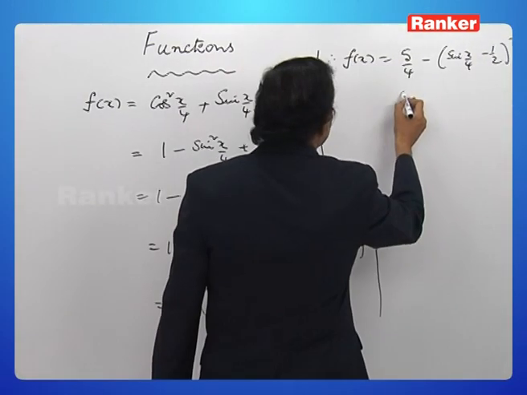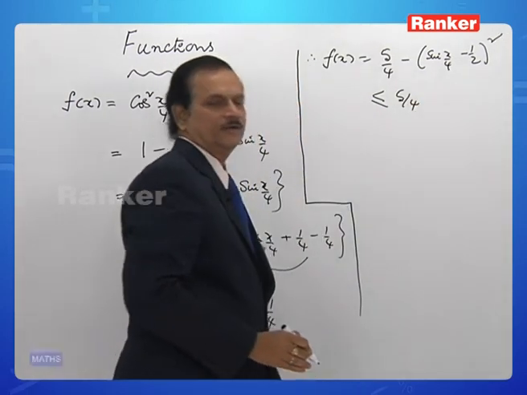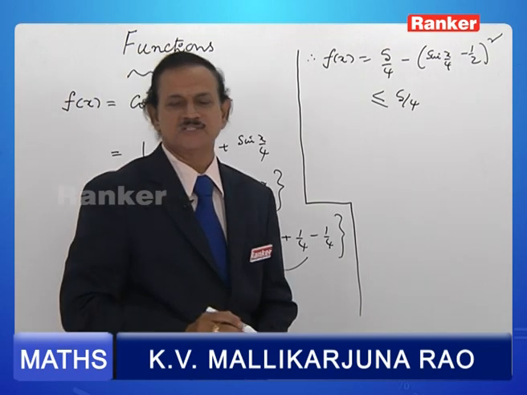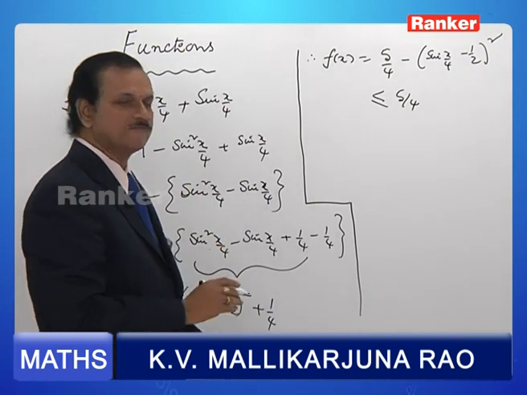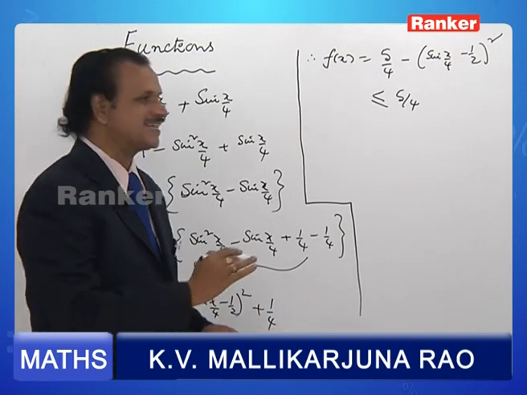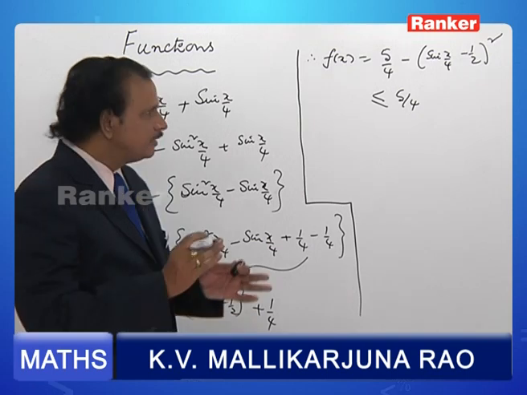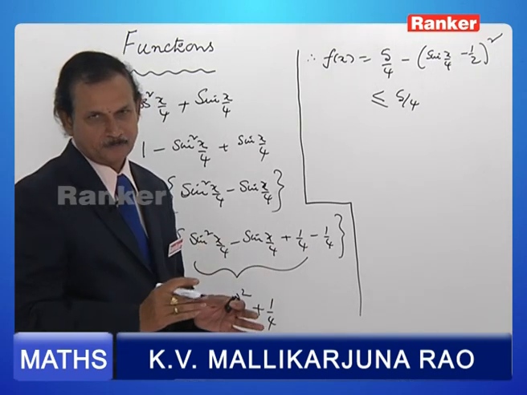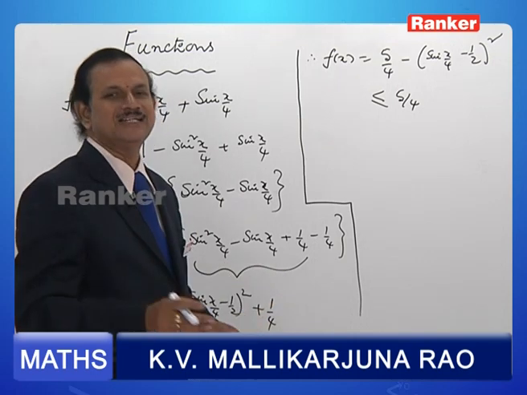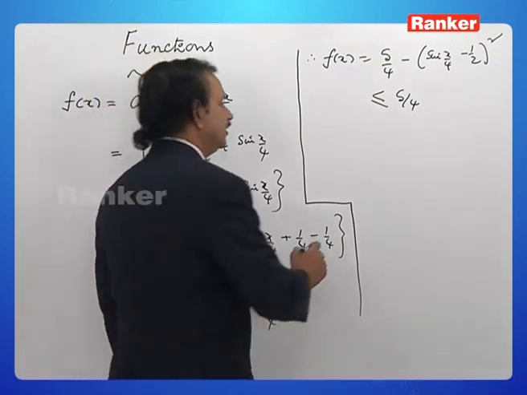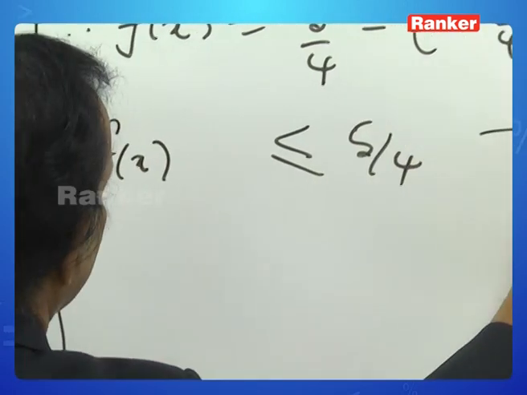No doubt this is always less than or equal to 5 by 4. So the maximum value of f of x is 5 by 4. It cannot exceed 5 by 4. Now it remains for us to have the minimum value of f of x. If you are able to trace it, you can easily have the answer. Look here. Therefore, f of x is always less than or equal to 5 by 4.